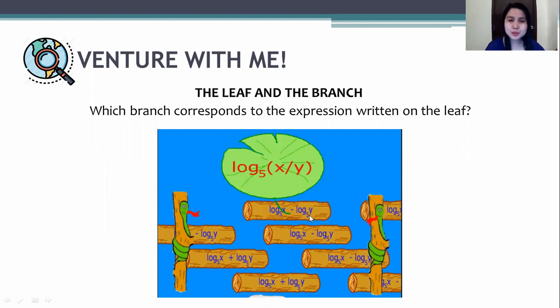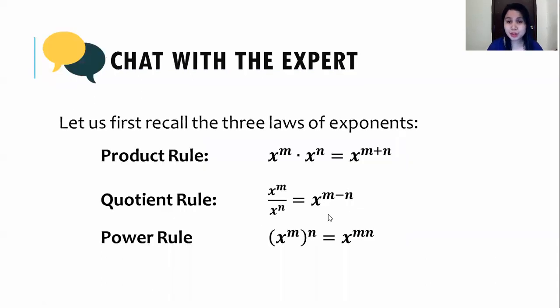Now, to understand better the laws of logarithms, we need to recall the three laws of exponents. The first law is the product rule. When we multiply the same bases, we simply add their exponents. Example, x squared times x to the fifth. Same base, we just add the exponents. So the answer is x to the 7th.